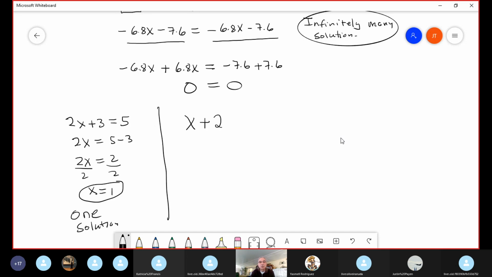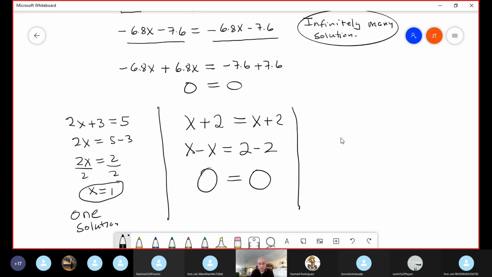But suppose this equation: x plus 2 equals x plus 2. How many solutions do you believe you can have? It's an identity. It's the same. We have infinitely many solutions because when you manipulate this, let me try, x minus x is equal to 2 minus 2, 0 equals 0. This is a completely true statement always, independent of the x value, and we have infinitely many solutions.